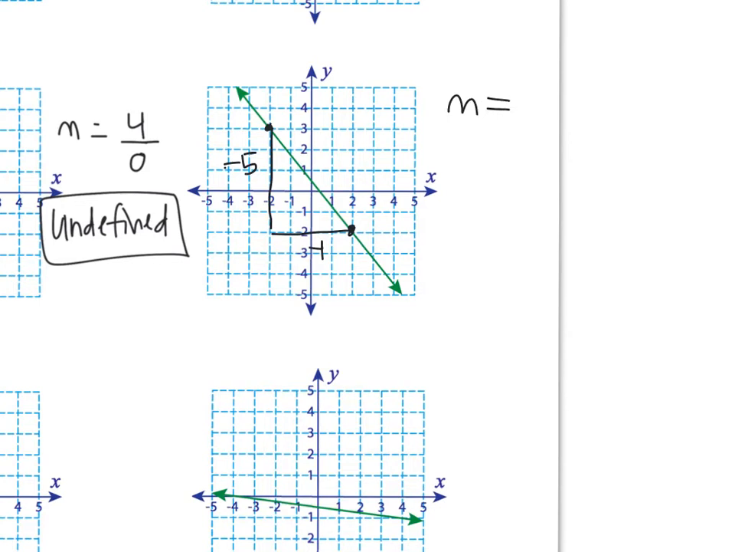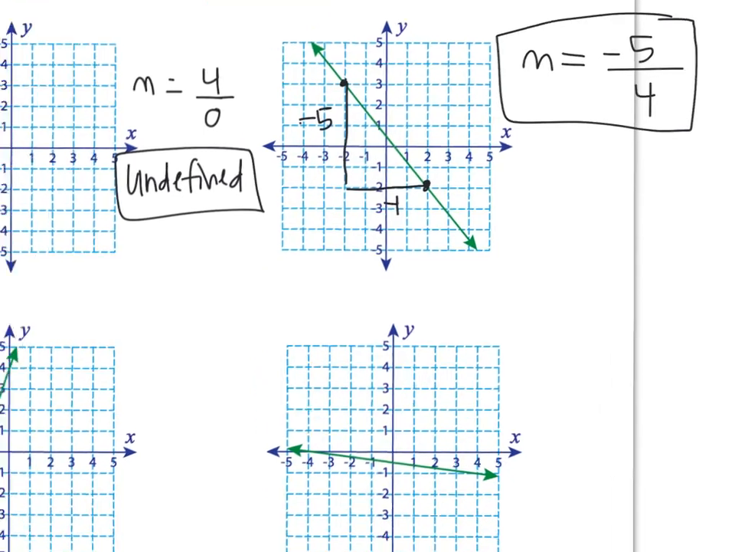So here m would equal -5 over 4, and let's confirm that this should be negative. This line is going in a downward trend from left to right, so it also should be negative. So that's another way to confirm that you do have a negative slope. Okay, so let's continue on.